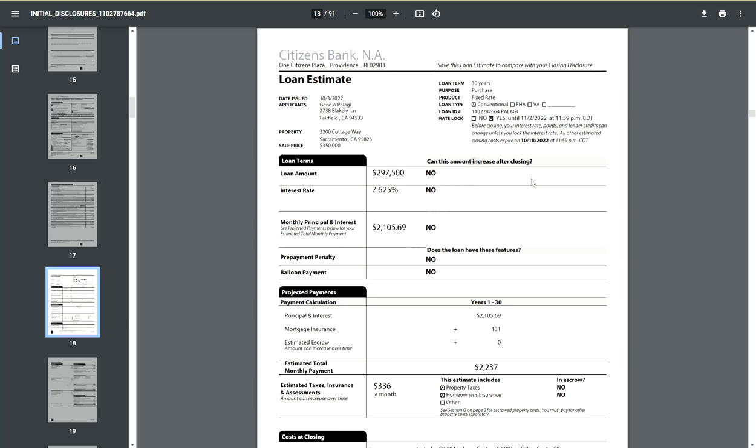Our plan is to submit the loan application to the lender today, and we should have it reviewed by an underwriter and approved by Wednesday at the latest, Thursday morning.